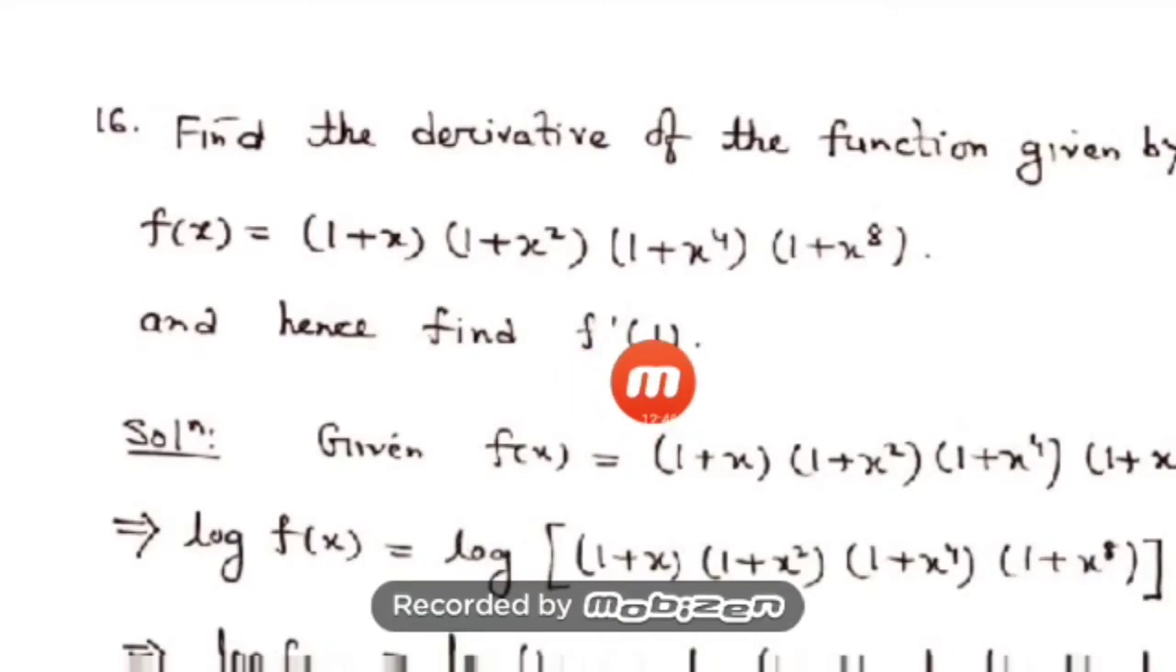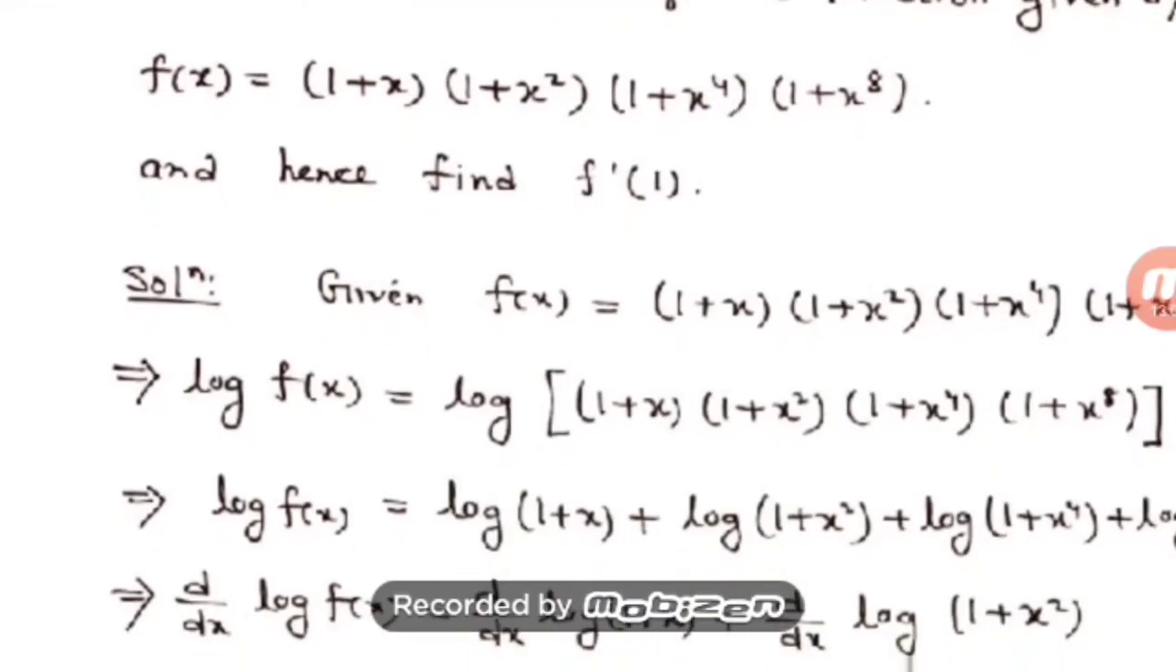Since this is a product of 4 functions, instead of using the product rule, I am going to use logarithmic differentiation here, because logarithmic differentiation can be used in the case of what? A product of a large number of terms. So I have just written here what our f(x) is. f(x) is (1 plus x) into (1 plus x squared) into (1 plus x to the power 4) into (1 plus x to the power 8). Taking logarithm on both sides, log of f(x) equal to log of this expression.